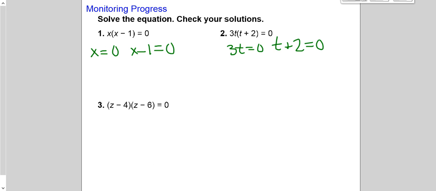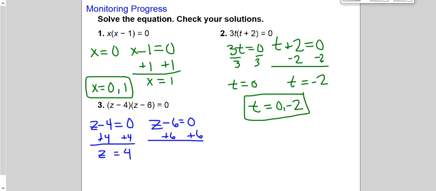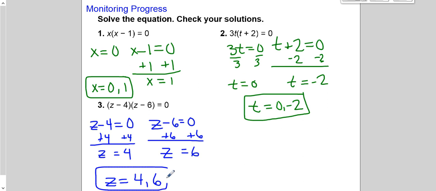Pause your video, give it a try, so we can see how you're doing. On your mark, get set, go. Pause your video. Do 1, 2, and 3. Don't unpause until you're ready to check. Check 1 and 2. Make sure you've done 3. All right, there's the answers to 1, 2, and 3 for monitoring progress. Let's see what's next.